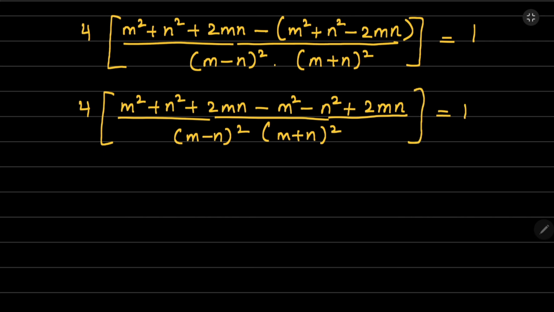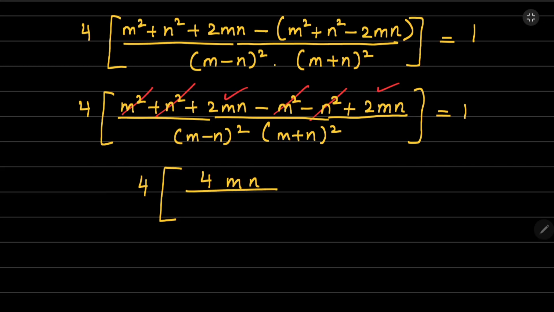Is equal to 1. Now if you see, plus m square minus m square gets cancelled. N square minus n square get cancelled. So what remains is 4 multiplied by 2mn plus 2mn. What is it? It's 4mn, right? 4m into n whole divided by.